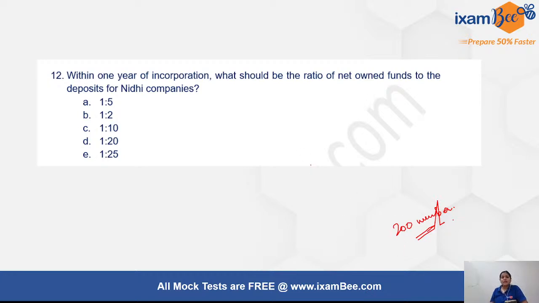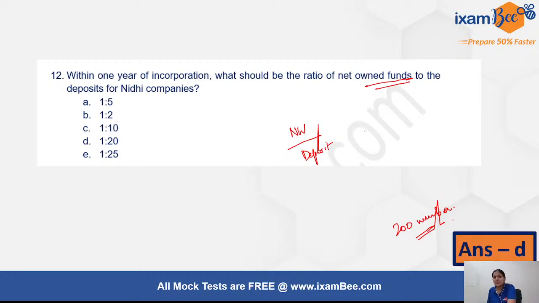Okay, so another question that had come was, within 1 year of incorporation, what should be the ratio of net owned funds, which is the net worth of the Nidhi company, to the deposits? Because in Nidhi companies, what is happening? People are depositing money, saving their money, and that is being used for lending. So what should be the ratio of the net worth to the deposit base, right? So that correct answer is 1:20.